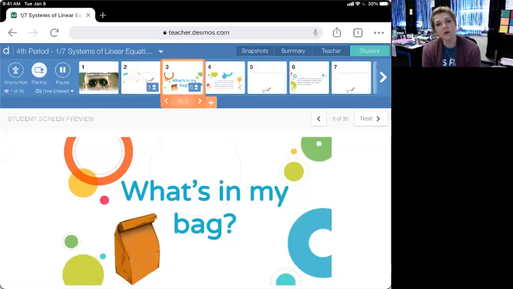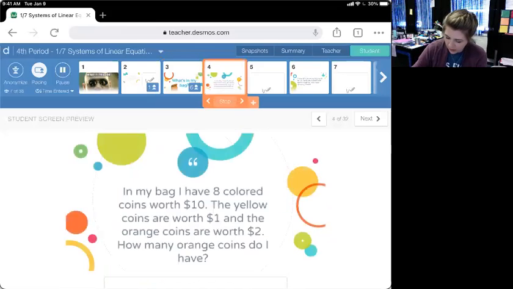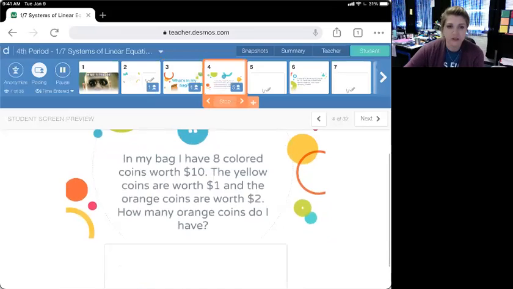Now, if you want to use your calculator, you are more than welcome to do so. What you'll need to do is maybe split screen it, or you can use the Desmos calculator. You're going to be determining how many of certain items I have in my bag. Okay, all right, here we go. Here's my first question.